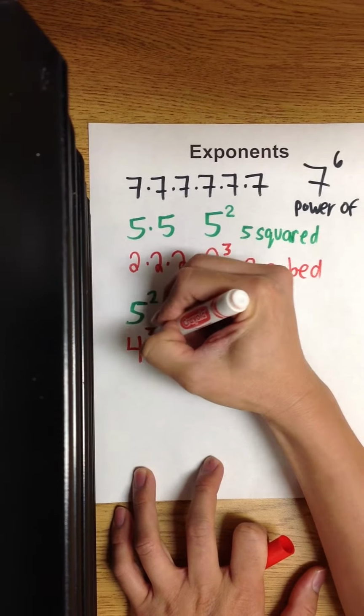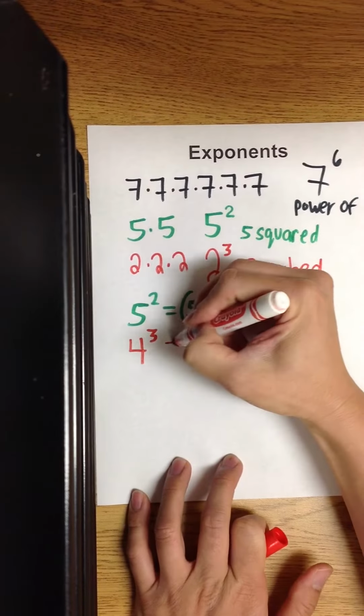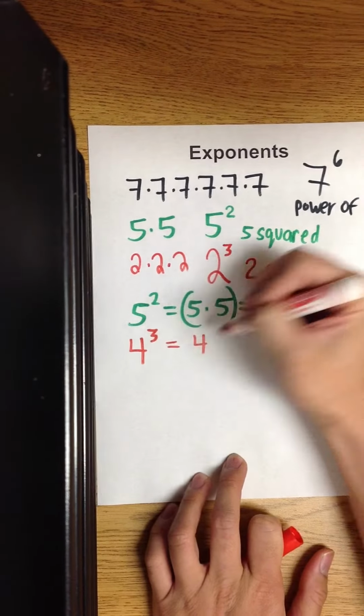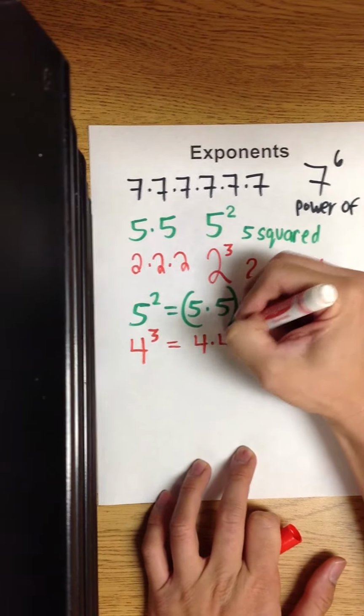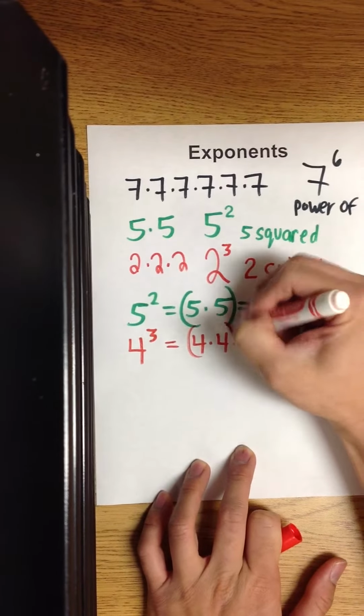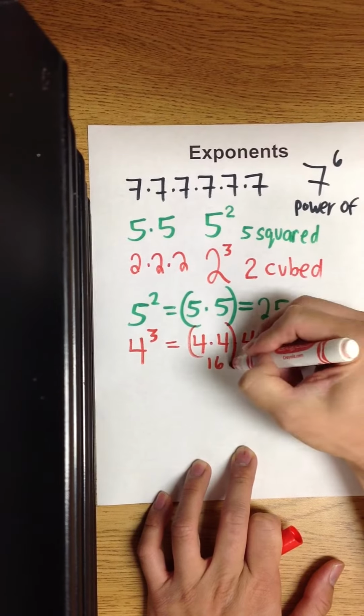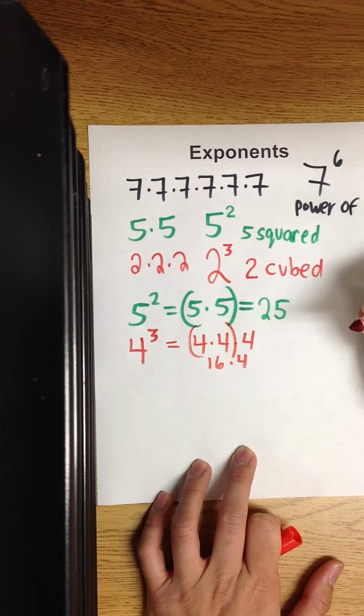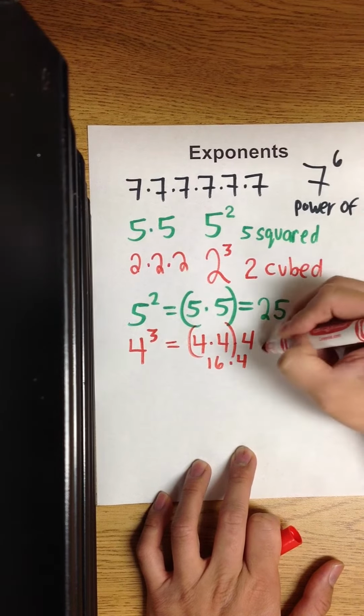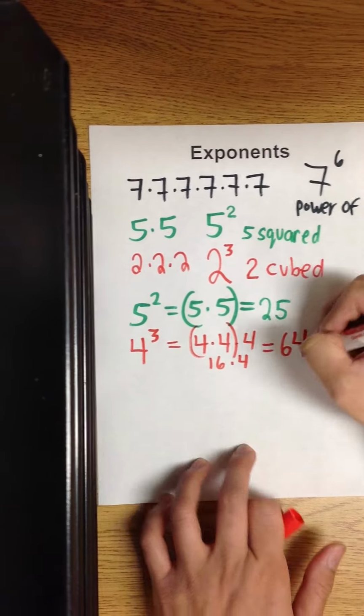So let's try this one. 4 cubed. What's the base? 4. You write it how many times? 3 times. So what's 4 times 4? 16. 16 times 4. 16 plus 16 plus 16 plus 16, or 16 times 4 is 64.